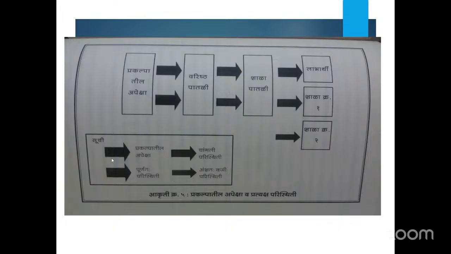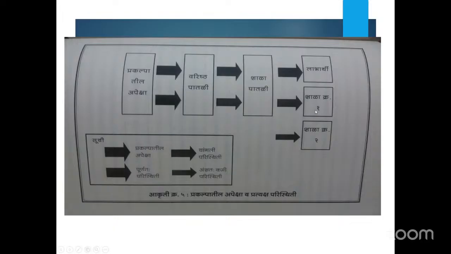You can see that he has used the thickness of the arrow to convey how the expectations from the decision makers or the policy makers reach the Labharthi, the beneficiary. Here the thickness is at its fullest, and when it goes from the higher level to the school level and then to the beneficiaries, you can see that the thickness of the arrow goes on decreasing.